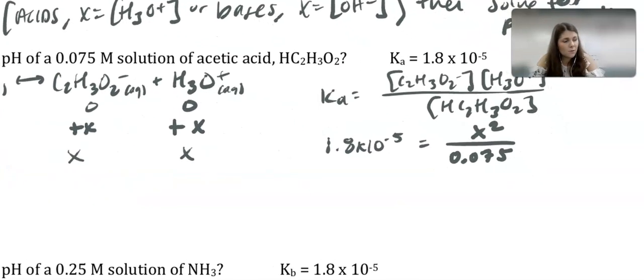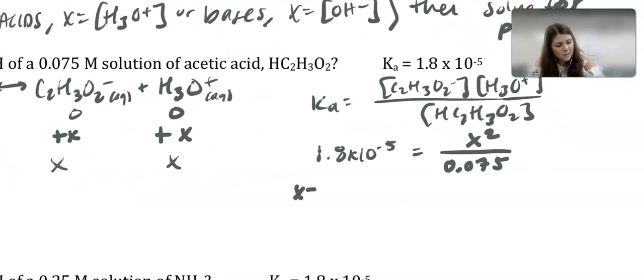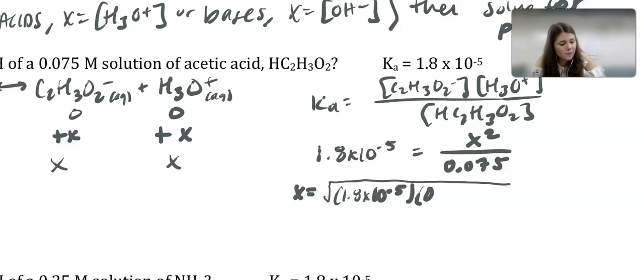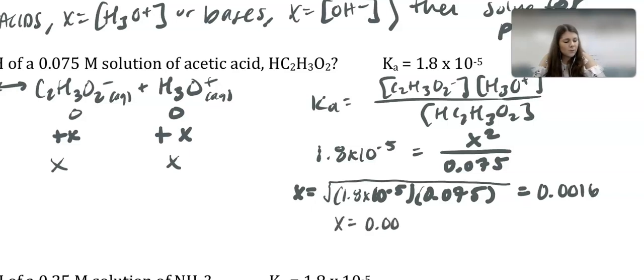So here, I'm going to zoom in over here. Here, what's essentially going to happen is you're going to have X equals the square root of 1.8 times 10 to the negative 5 multiplied by 0.075. That's essentially what's going to happen. Here you get your X as 0.00116. So since X equals 0.00116, like I said, 116, my bad.